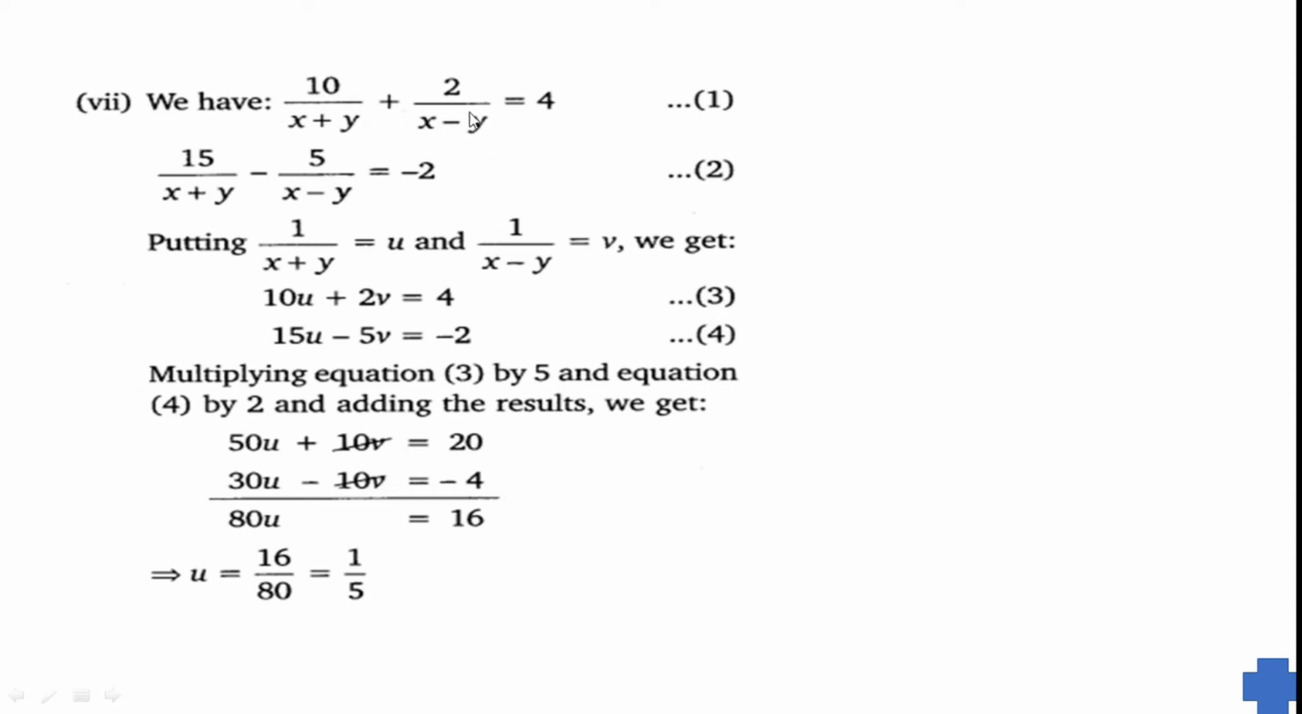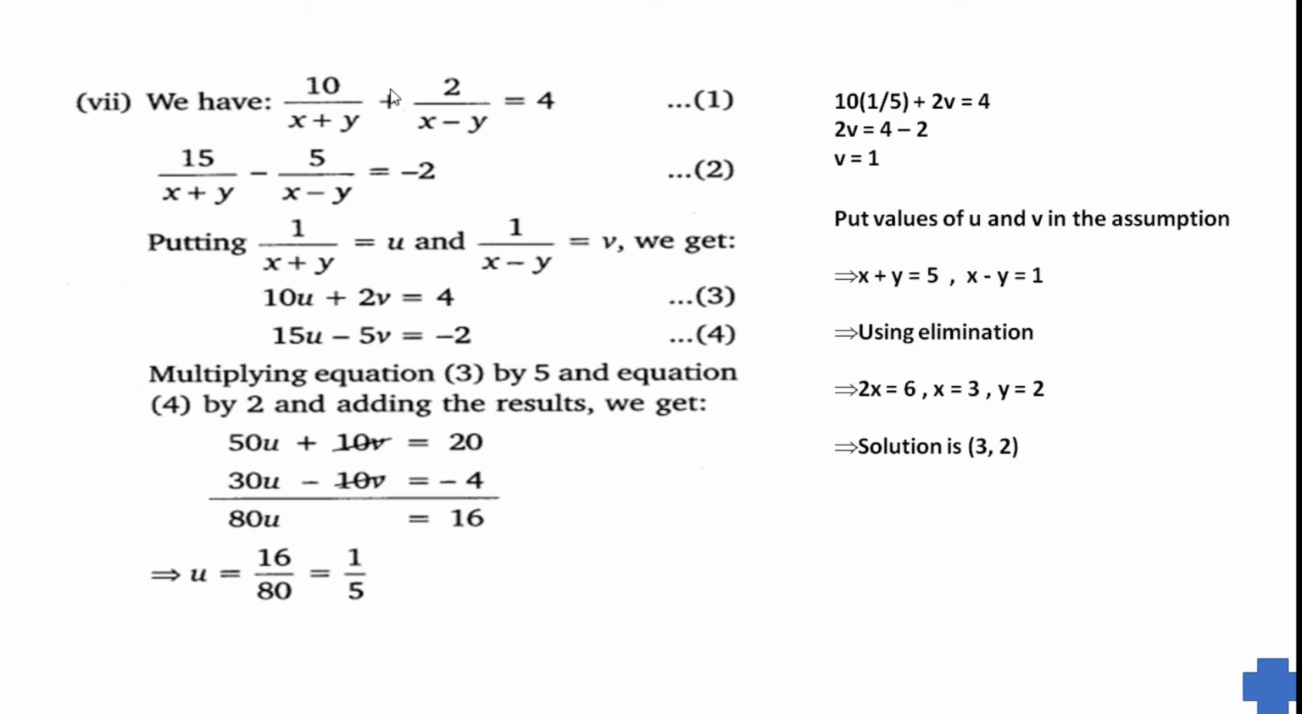This becomes 10u, this becomes 2v, this becomes 15u, this becomes minus 5v. Again, I'm using elimination here, multiplying this particular expression by 3, with this by 5 and this by 2, and then eliminating, we get u equal to 1 by 5. So we substitute this value in either of the equations. In this case, we've substituted here and we got v as 1. Again, to note here, this is not the final answer. So we are going to again do the reciprocal.